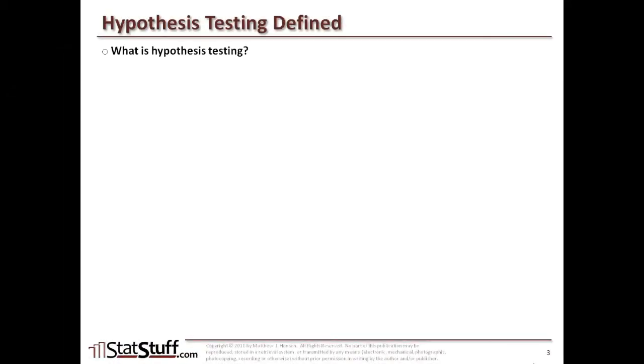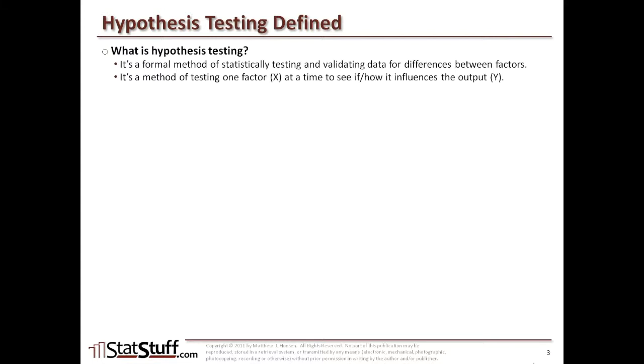Hypothesis testing refers to the formal method for statistically testing and validating the data for differences between two different factors. It's a method where we're taking one factor at a time and seeing how it influences the ultimate output. So we're taking one factor at a time, typically an X, which is the input, and seeing how that influences the output, or the Y.